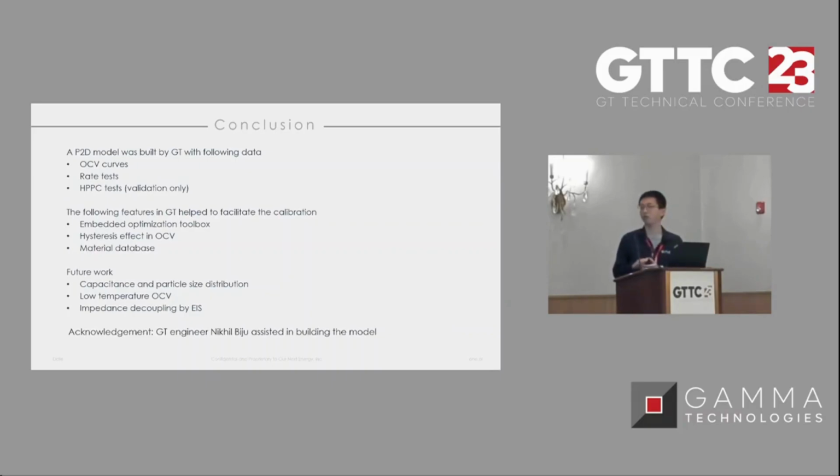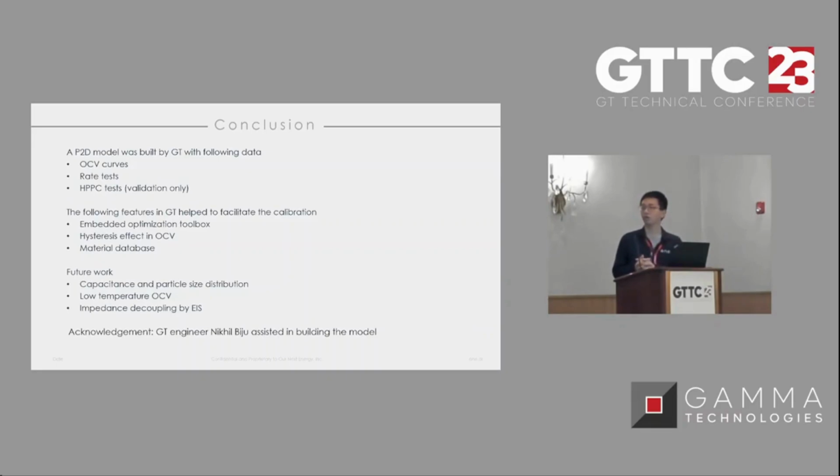Of course, it's an ongoing process. We have some future plans. The first thing is for the capacitance and particle size distribution. This is to help us match the relaxation period better with the experiment. As I mentioned in the previous slide, the relaxation in simulation is faster than the experiment. So we want to tune the capacitance effect and also to have particle size distribution so that the diffusion of the model will match well with the experiment.